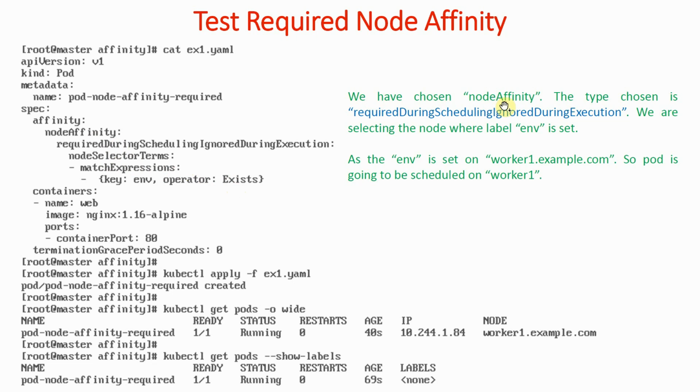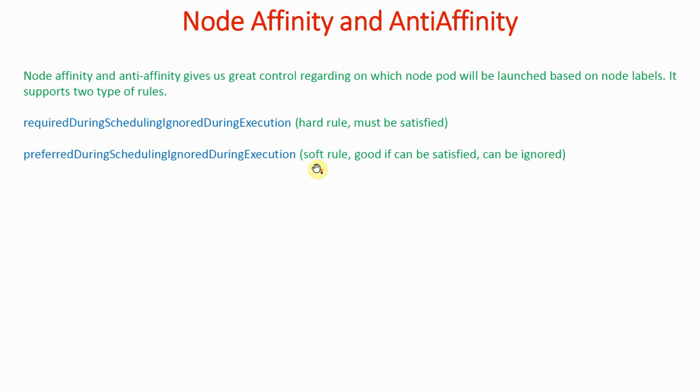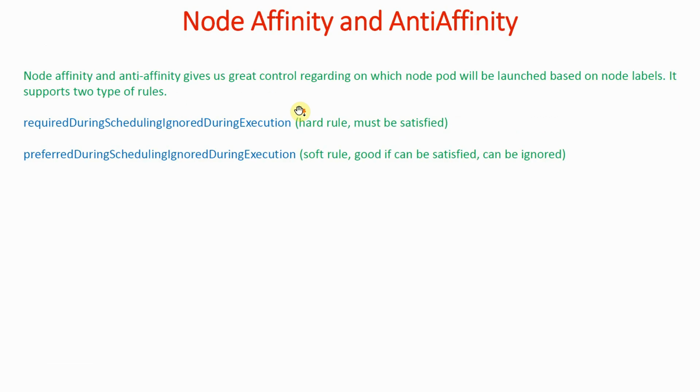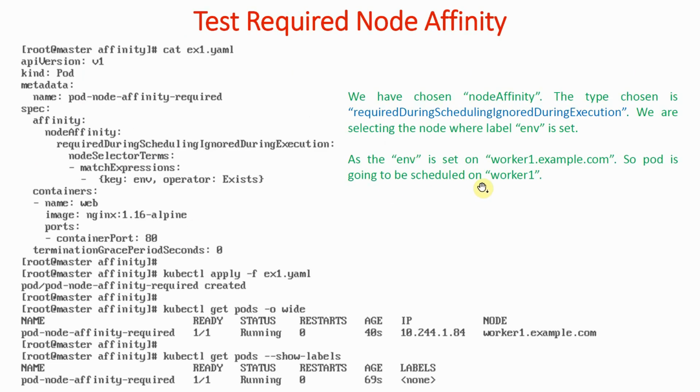That means we have chosen node affinity. The type chosen is required during scheduling, ignored during execution. We are selecting the node where the label environment is set. As the environment label is set on worker1.example.com, the pod is going to be scheduled on worker1, because in the earlier case we labeled this environment=production. So the environment label is set on which system? Worker1. So in this case it is going to schedule on that.